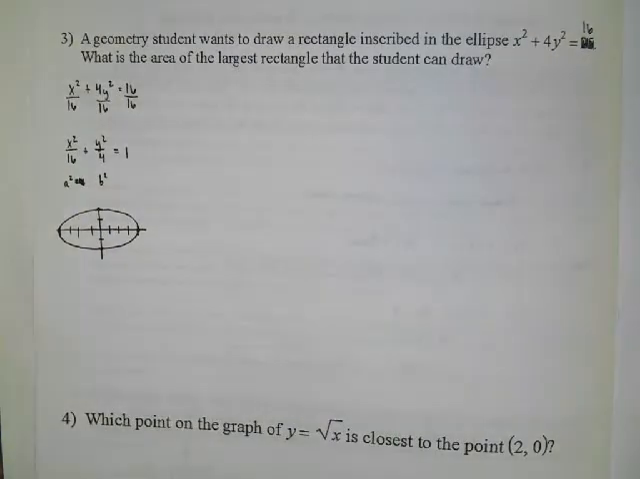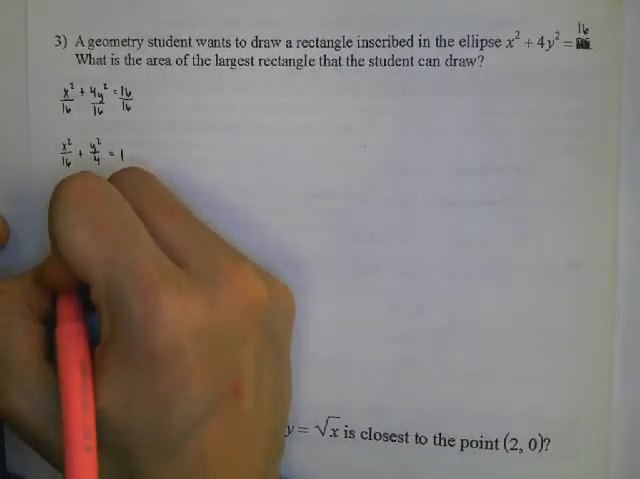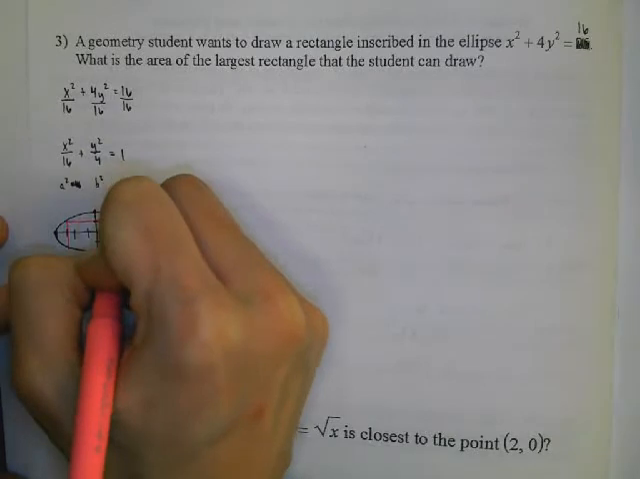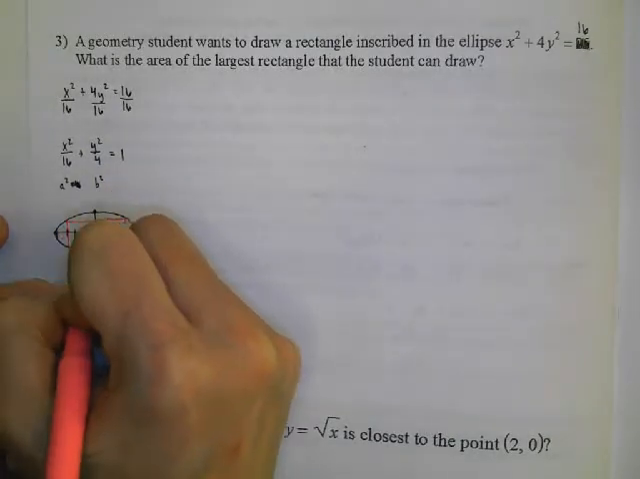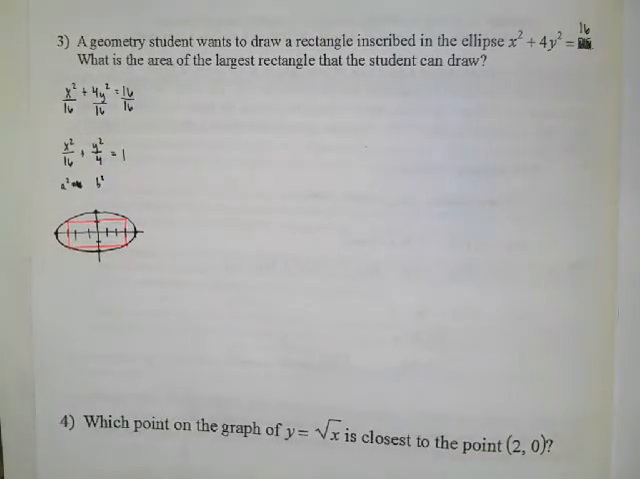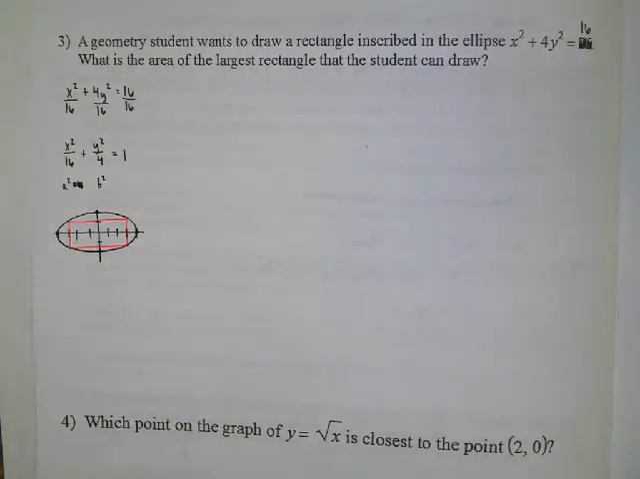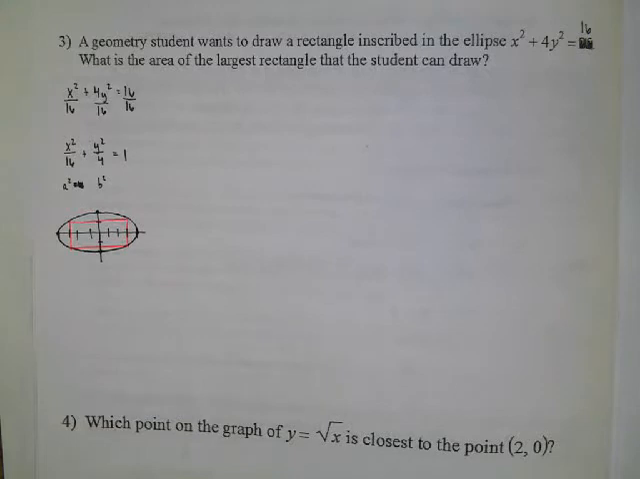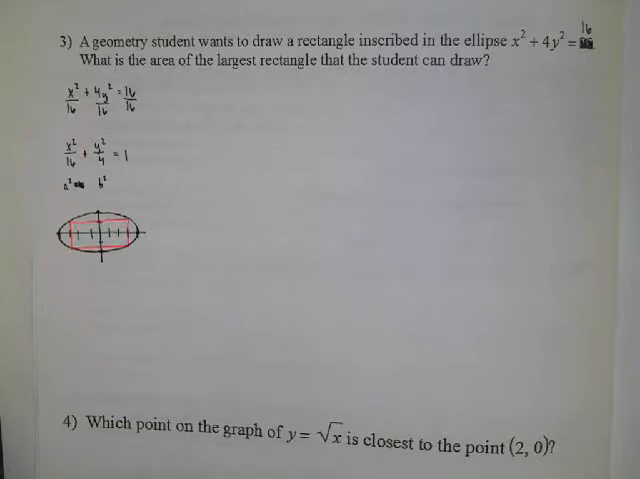So there's my ellipse. And what we're doing is drawing in a rectangle, inscribing it so that the corners of my rectangle are on that ellipse. And I wanted to know the area of the largest rectangle that I can draw. So we're trying to maximize area. I need a formula for the area of this rectangle.